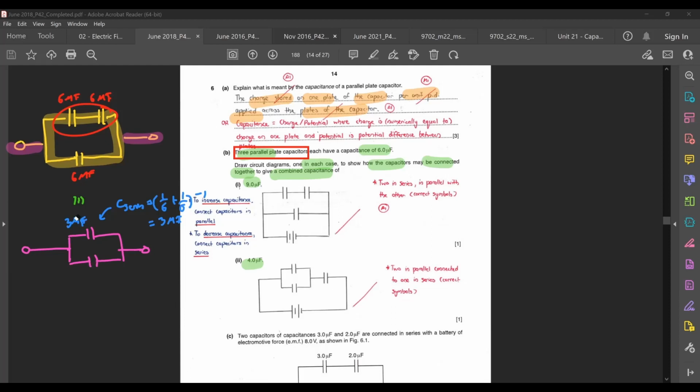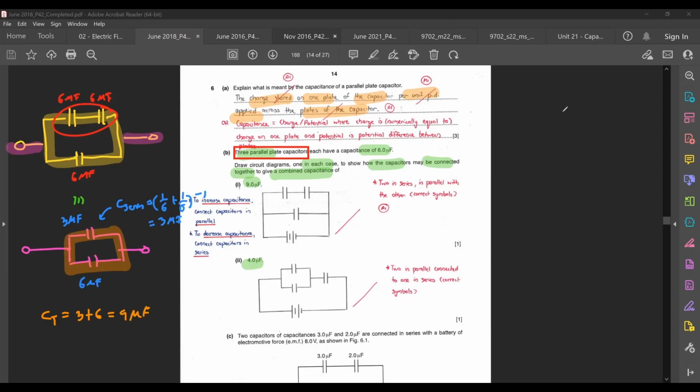And then this one here is 6 microfarad. Because this is connected in parallel now, I need to add that like I would resistances in series. So C total here is just going to be 3 plus 6, giving me 9 microfarad. Okay, so just like that.